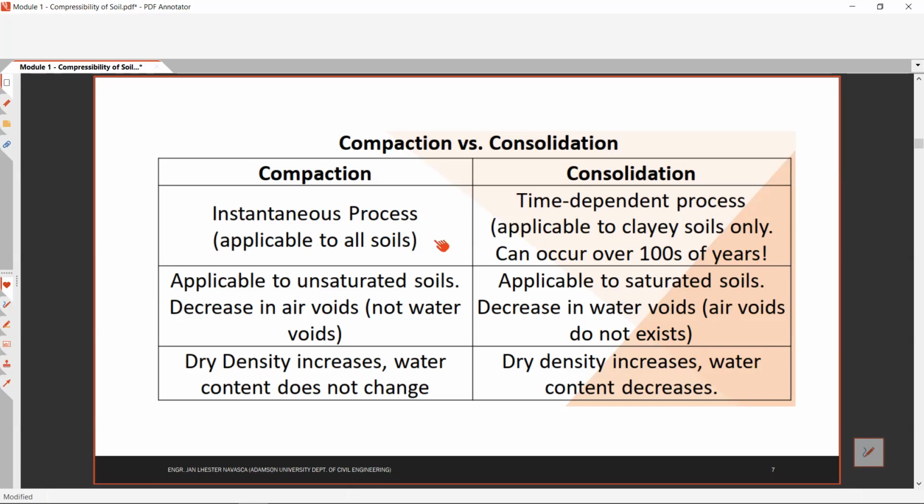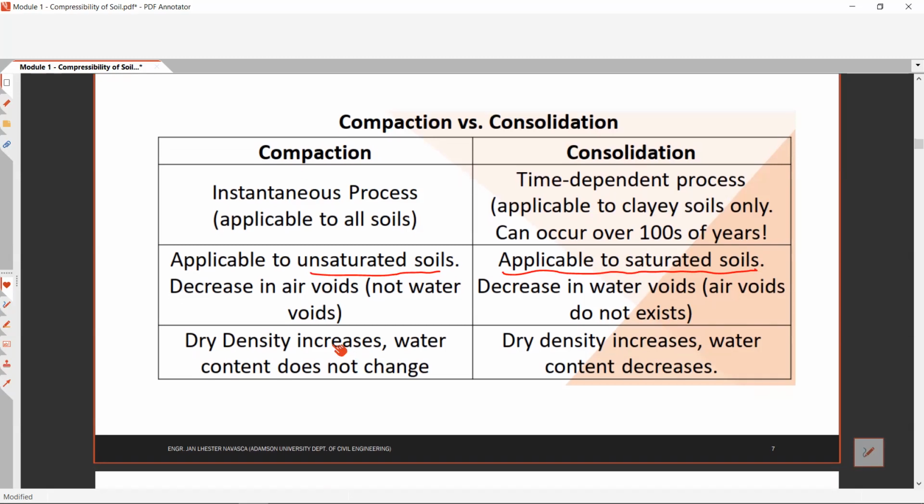Yan. Ito yung consolidation. So for the compaction also, that is applicable to unsaturated soils, and decrease in the air voids, not in the water voids. However, for consolidation, that is only applicable to saturated soils. There is a decrease in water voids and the air voids does not exist. Okay. Then lastly, dry density increases as the water content does not change. And for consolidation, yung dry density naman is nag-increase. However, the water content decreases. Okay, so that is compaction versus consolidation.